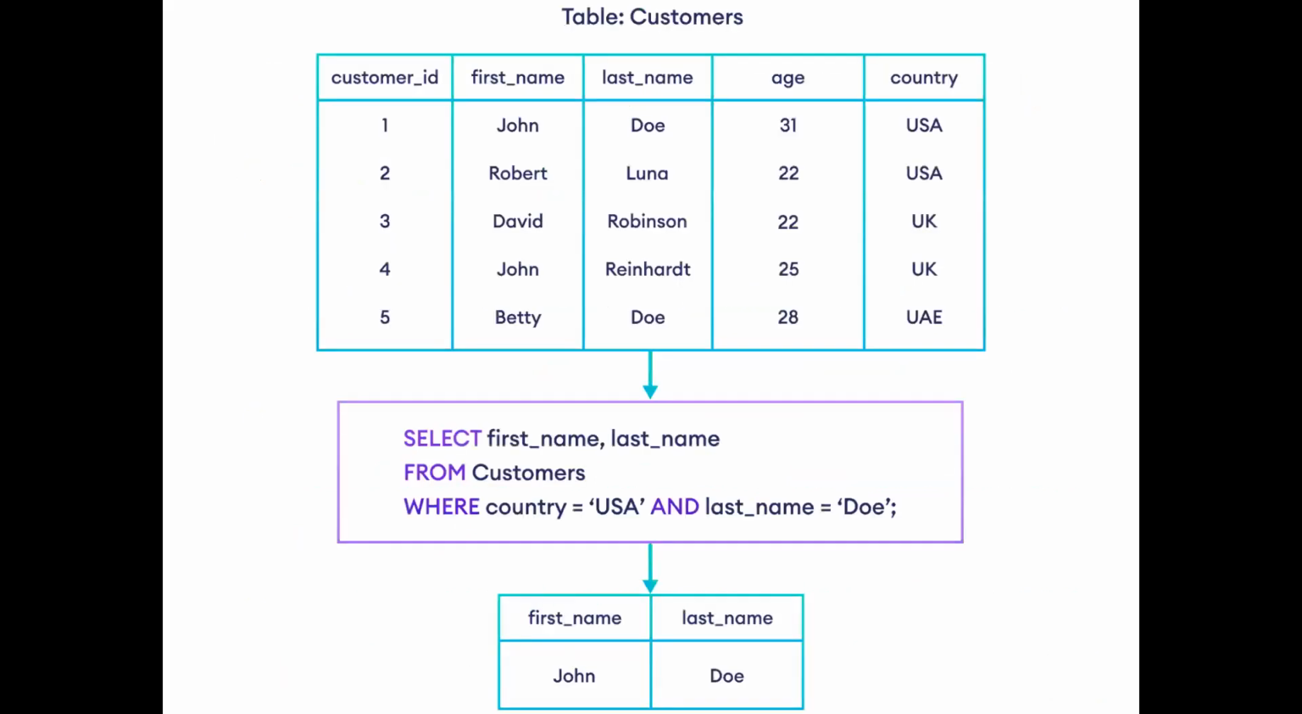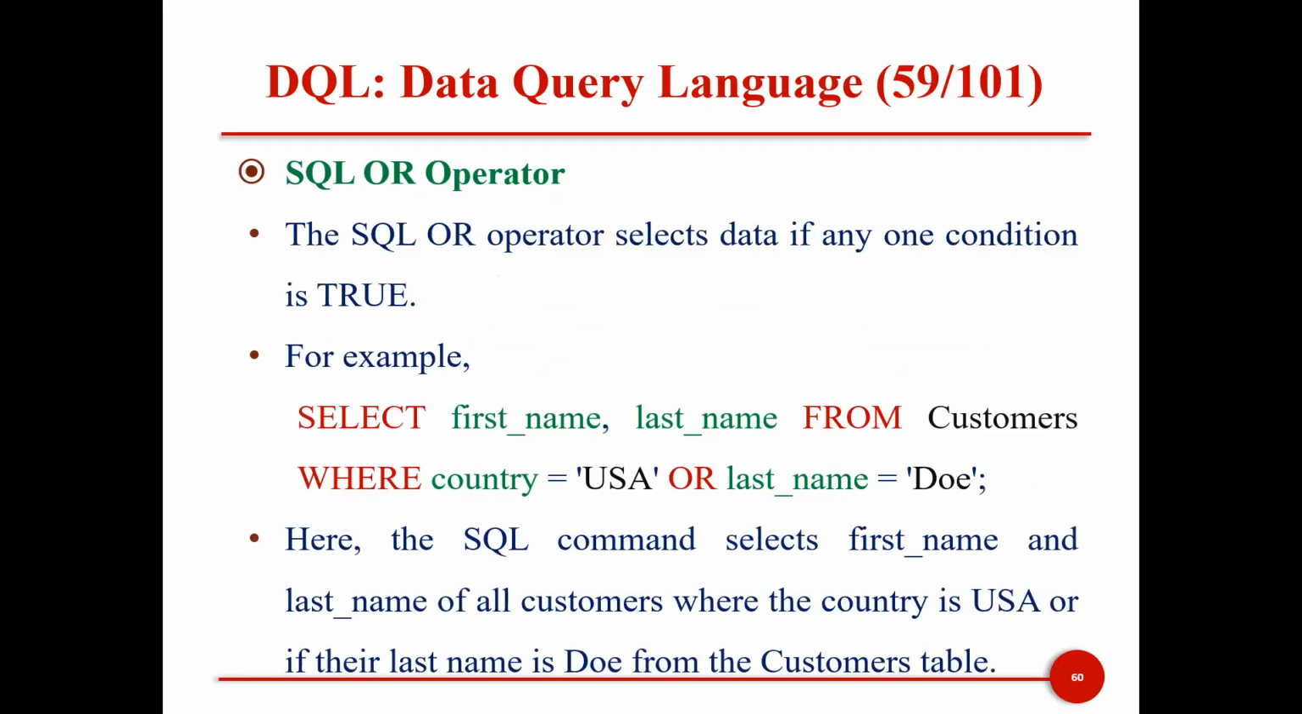Then we also have what we call the or. The or operator, you use it when either of the conditions is true. For example, if you want to select first name and last name from a table called customers, where the country is USA or the last name is Do, it simply means that anyone who is in USA will have their first name and last name displayed. And also, anyone whose last name is Do and is not from USA, the details will also be displayed. That is using the or operator.